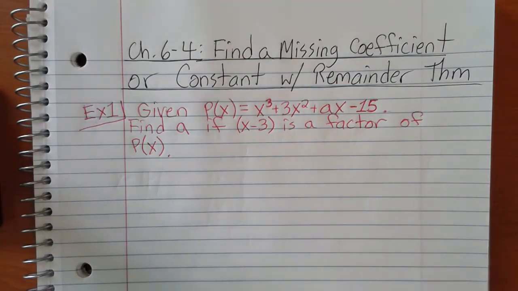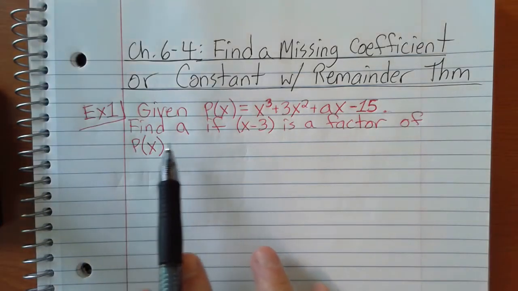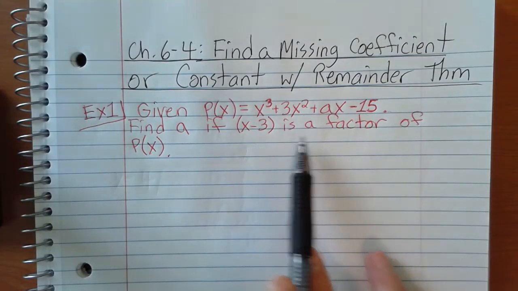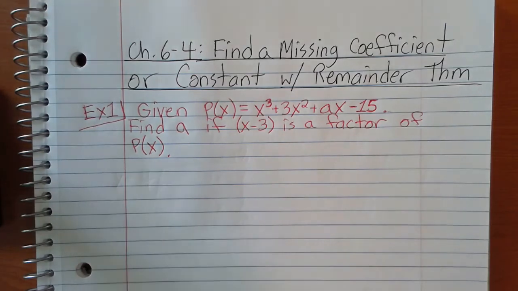In this first example, we have a polynomial p of x that is a cubic, x cubed plus 3x squared plus ax minus 15. And that a next to the x is what we're looking to identify in this problem. So what we have to do is look through that next sentence: find a if x minus 3 is a factor of p of x.